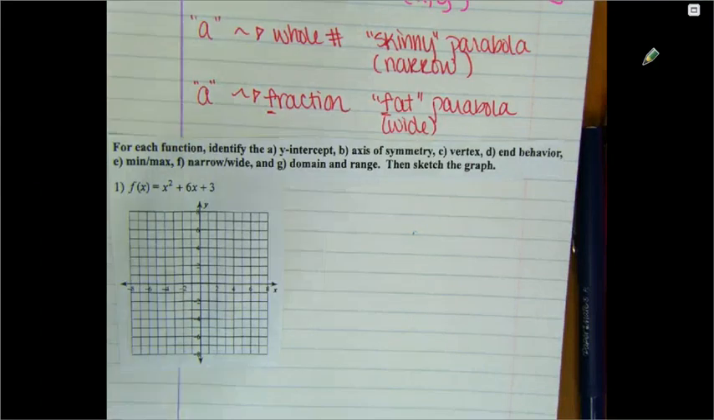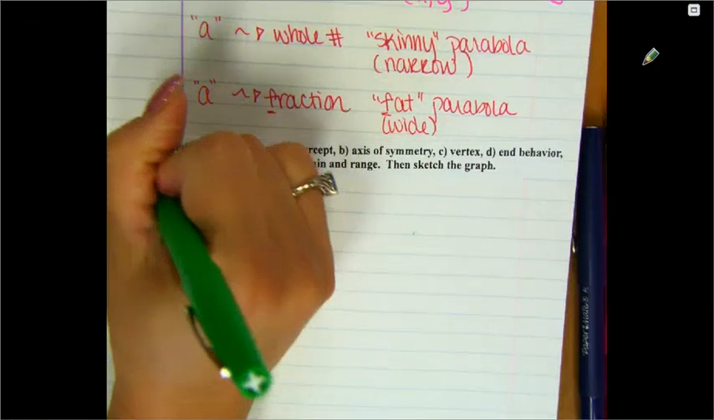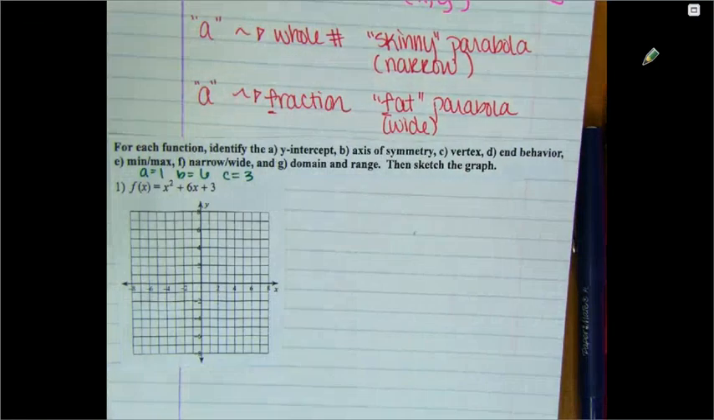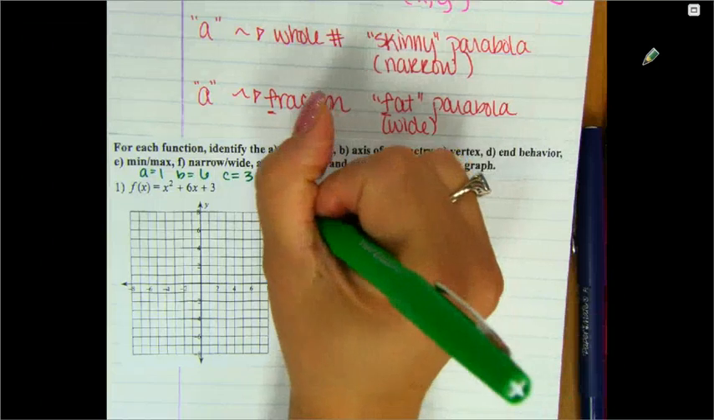All right, what's A? 1. What's B? 6. And what's C? 3. All right, just so we're ready for the questions ahead. Okay? All right, so we're going to start. You ready? We're going to start with the y-intercept.